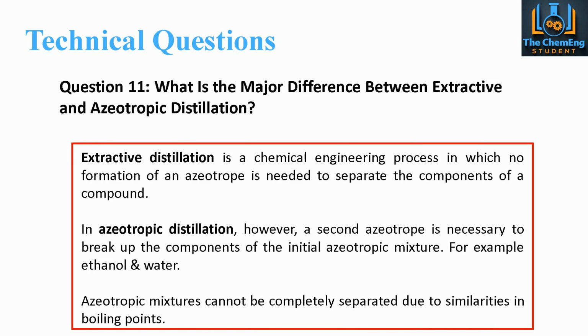Whereas an azeotropic distillation requires a second azeotrope to break up the components of the initial azeotropic mixture. For example, ethanol and water. So ethanol and water form an azeotropic mixture, i.e. their boiling points are very, very similar, because an azeotropic mixture by definition cannot be completely separated because their boiling points are very close. So even by changing the pressures, because the boiling points are so close, and distillation requires a distinction between the boiling points in order to separate them, then azeotropic distillation requires subsequent units as well, or the addition of components which will allow us to break up the azeotropic mixture.